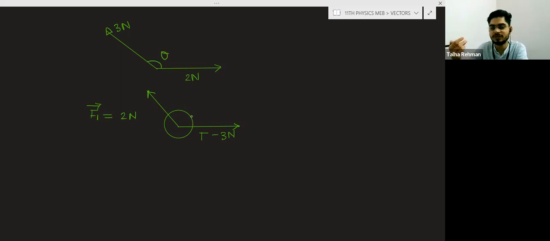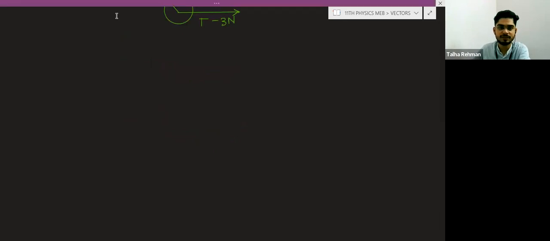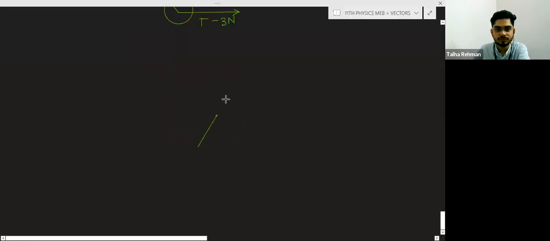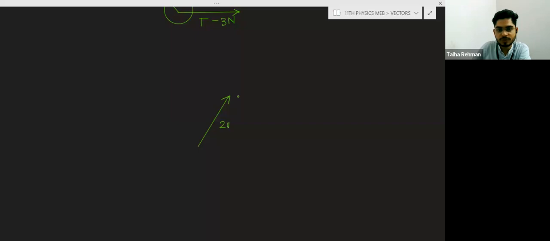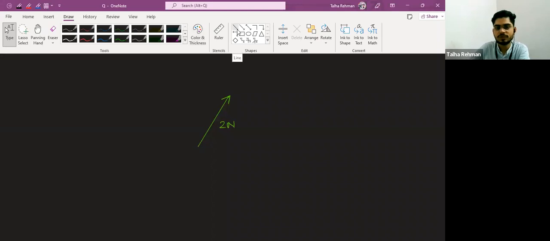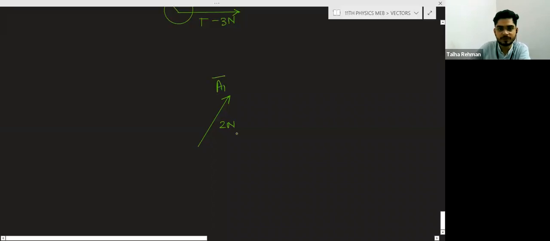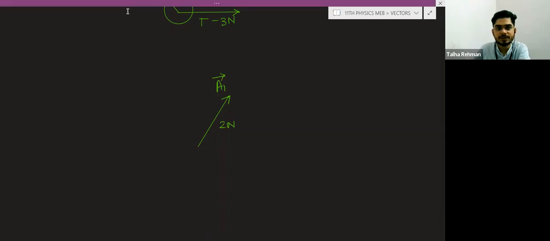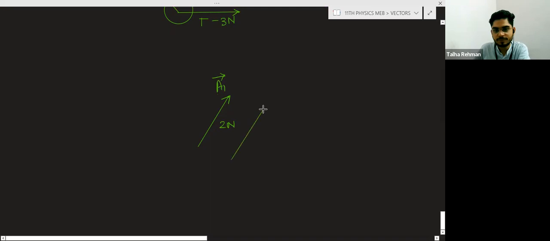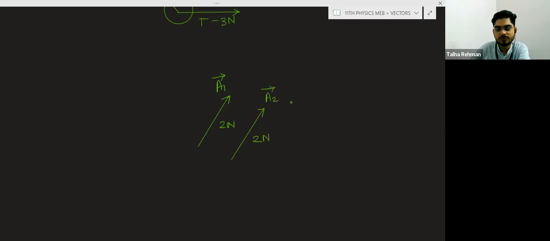Actually, now what happens here? We are studying the free vectors. Free vectors means we can shift one vector parallel to another vector. Like suppose here is one vector like this. This vector has the magnitude of 2 Newton and the direction is this. And there is another vector, suppose this vector's name is A1 vector. And there is another vector parallel to this vector. This is A2 vector.